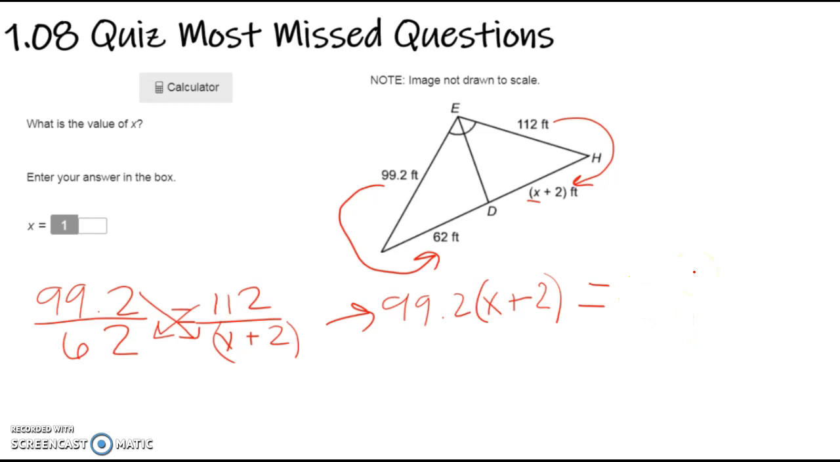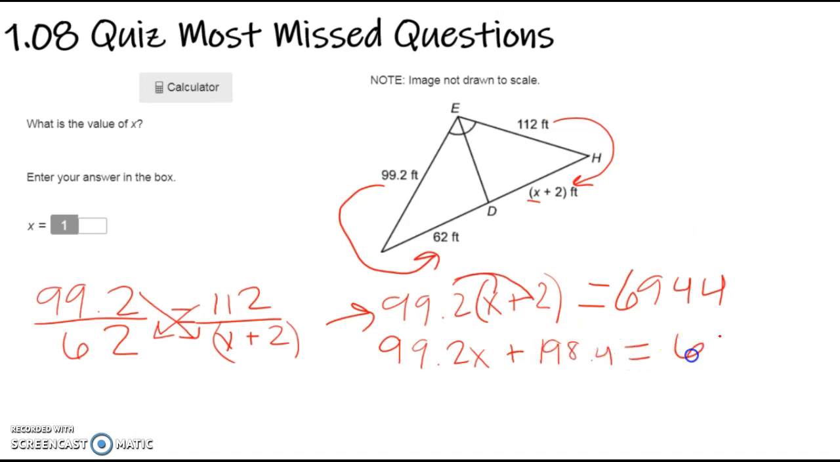So grab your calculator. You should already have it out. 112 times 62 will give us 6,944. We'll distribute that 99.2 to have 99.2x plus 99.2 times 2, and you'll get 198.4. All of that's equal to that 6,944.